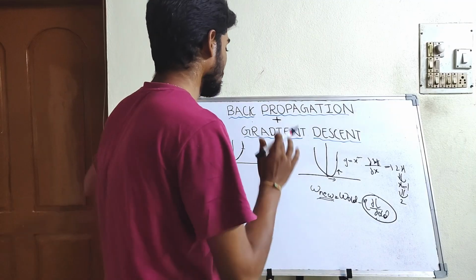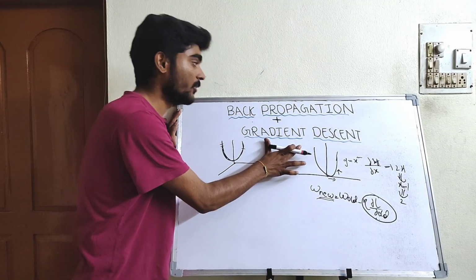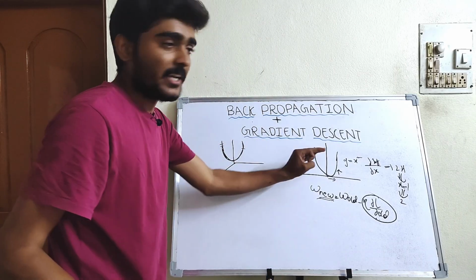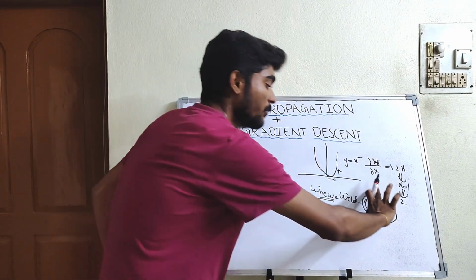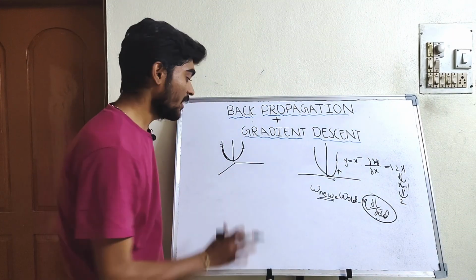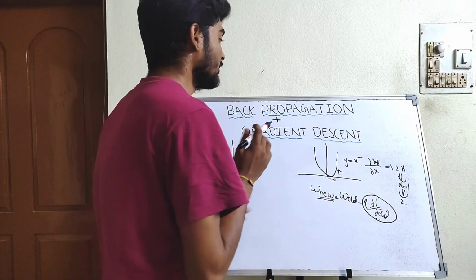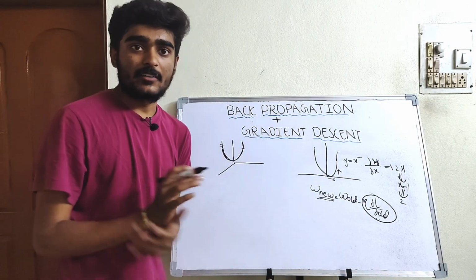This is the concept of the back propagation algorithm and the gradient descent algorithm. The back propagation algorithm will provide all 9 trainable parameters to the gradient descent algorithm, so it can perform this gradient operation and converge to this global minima point. This is the entire video on the back propagation algorithm and gradient descent algorithm.